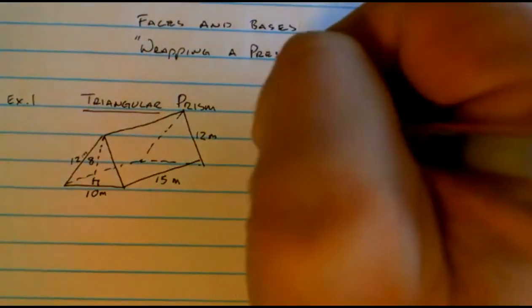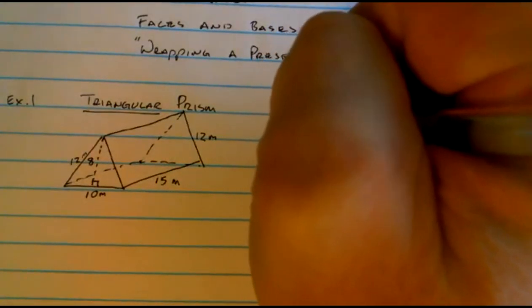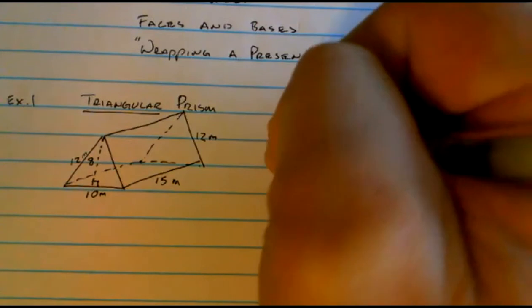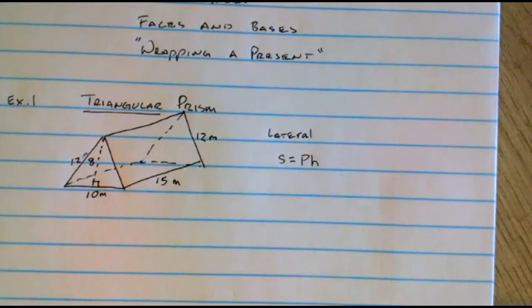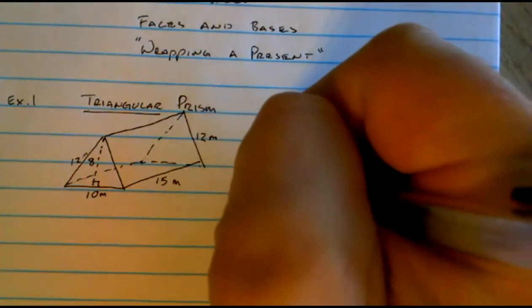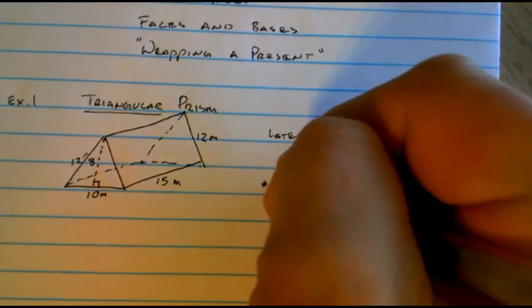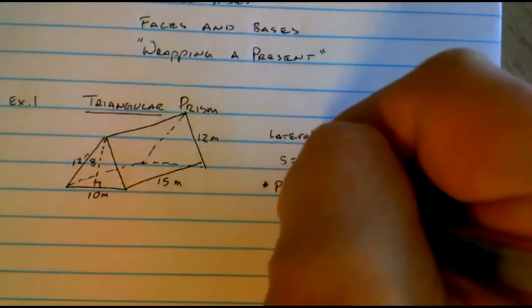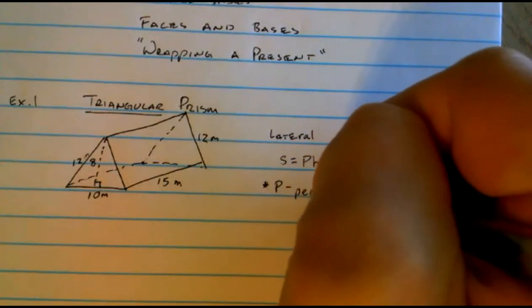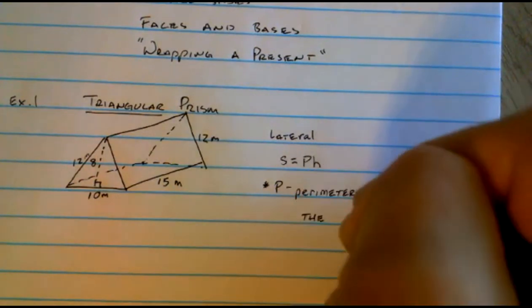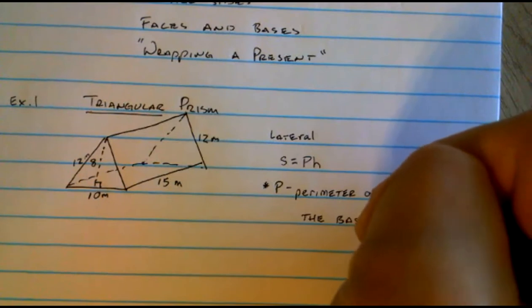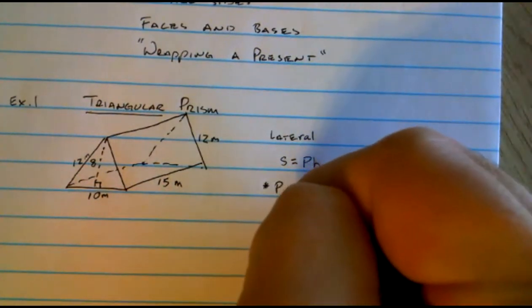Okay. So what they give us for lateral is S equals capital PH. Okay. And that's it. That's the formula they tell us for lateral surface area of a prism. And so let's define those 2 things. The capital P, if we'll remember, is the perimeter of the base. Okay. And then more importantly for us is H.